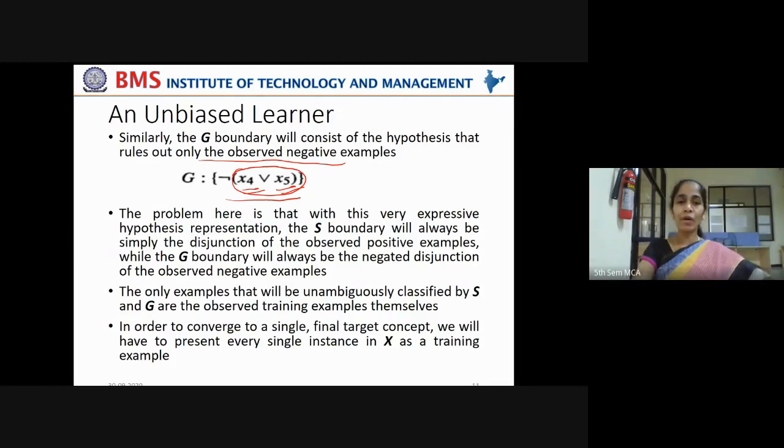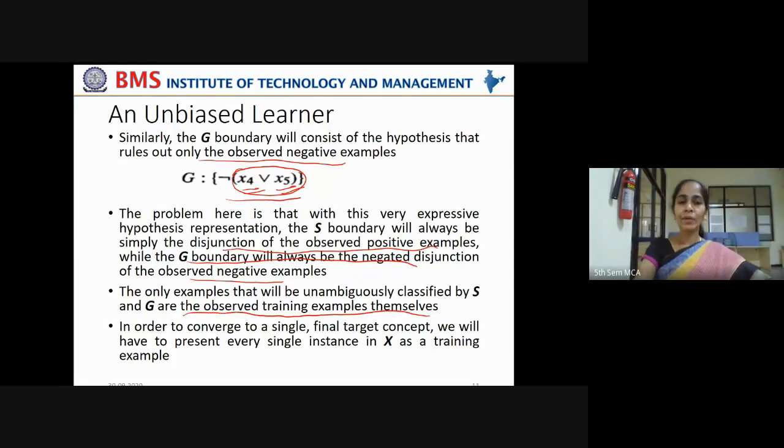The S boundary will always be simply the disjunction of the observed positive examples, while the G boundary will always be the negated disjunction of the observed negative examples. Got it? That is what we represented. Now, the only examples that will be unambiguously classified by S and G are the observed training examples themselves. But if a new data point is given, it may succeed or it may fail to predict correctly.